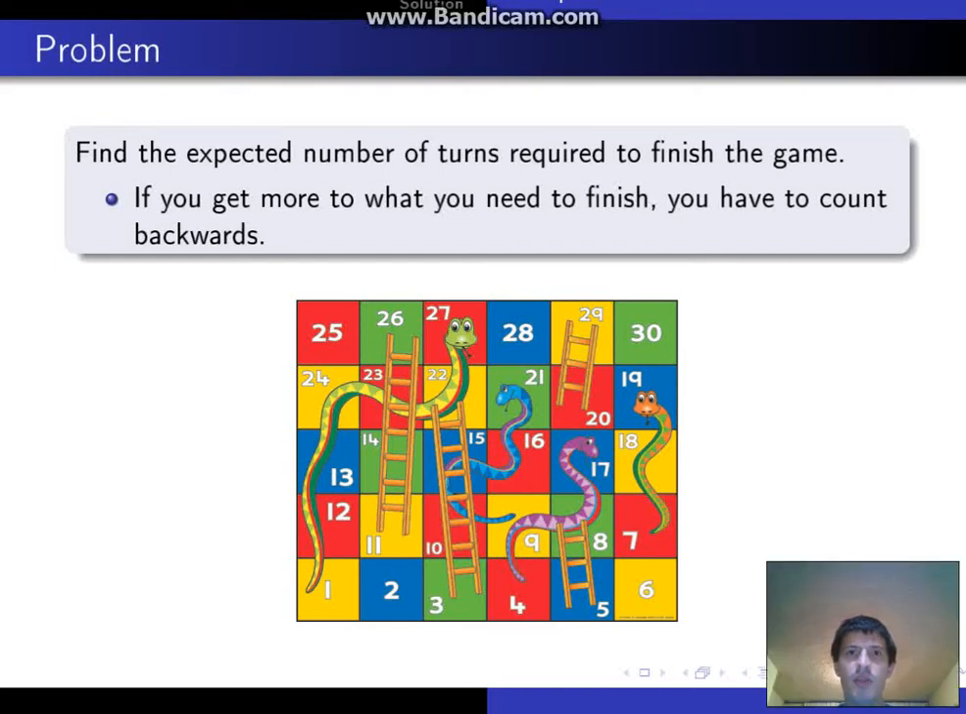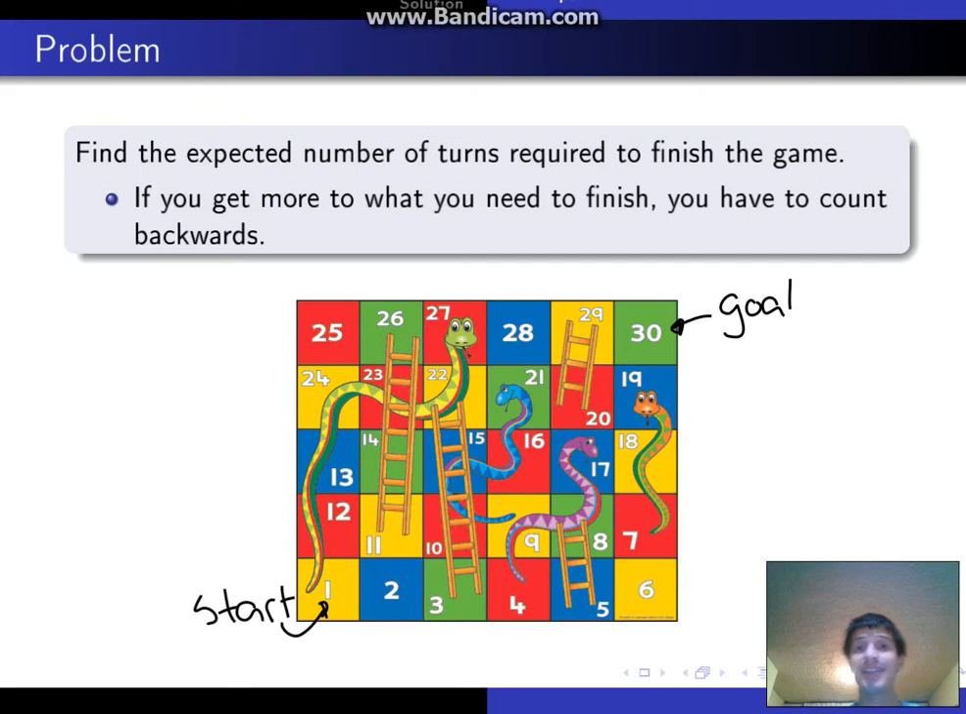Okay, so in this video I'm going to explain the snakes and ladders problem. Snakes and ladders is a very classic game. You start here, and you finish here. This is the goal. You always start at the first position. You have to reach the final position.